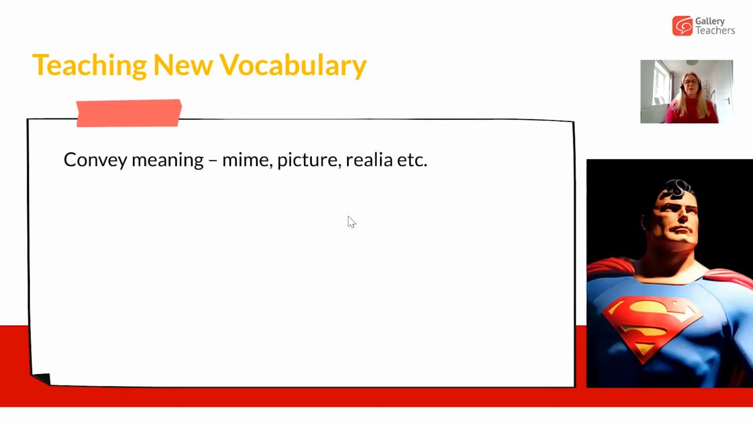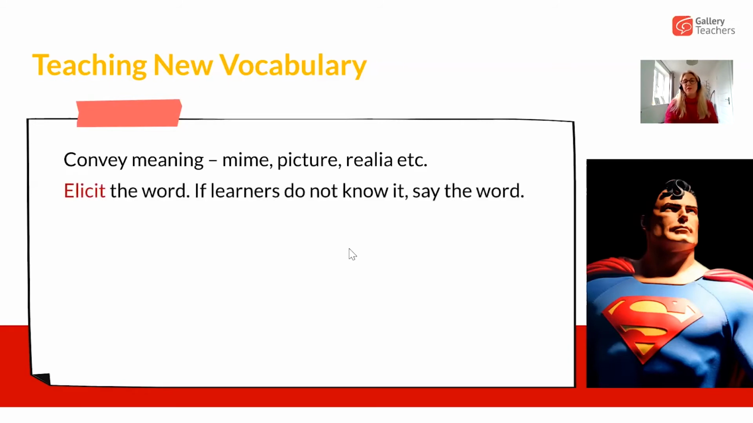Okay, so the staging. The first thing you would do is convey meaning. So mime, in this case, I used a picture. Realia, now realia is something that's real. So for example, a phone. This is a real life object, a phone, a pen. So we call this realia. So mime, picture, or just bring the item into the class. After you've conveyed the meaning, you elicit the word. So as I did with superpower.